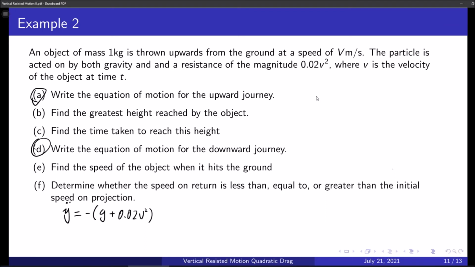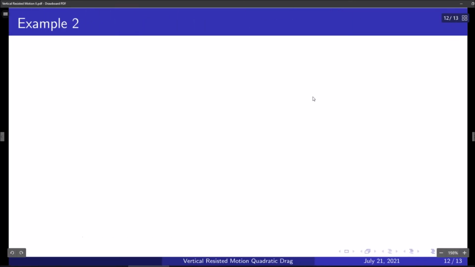Yeah, because maths is 1, so when you divide everything by 1, it stays the same. And then y for the downwards journey equals g minus 0.02 v squared. Okay, from these two equations of motion, we're going to derive pretty much everything else we need for it. So let's look at maximum height and the time to reach that height first.